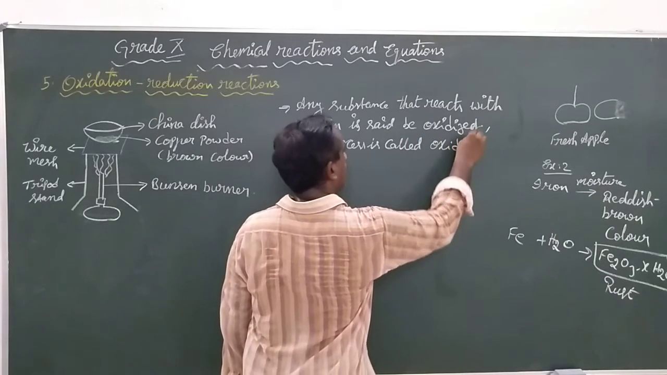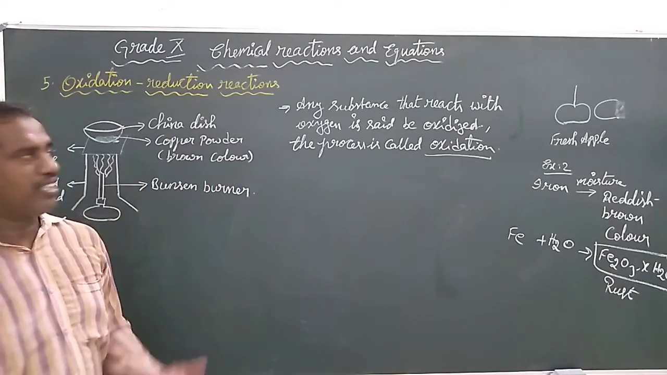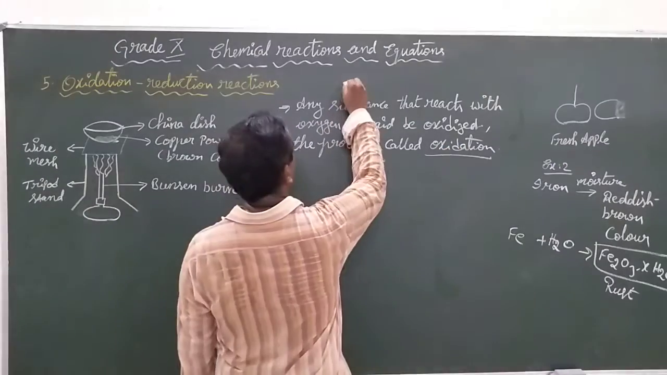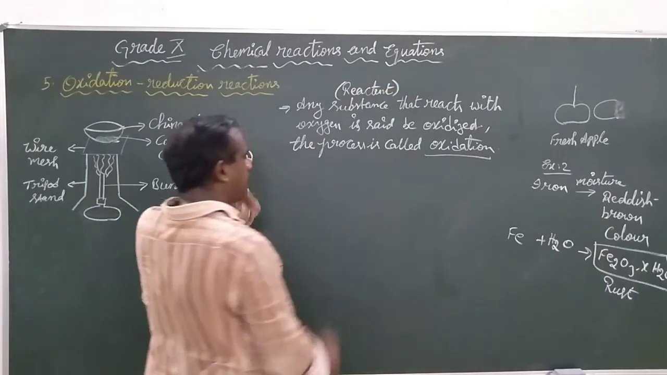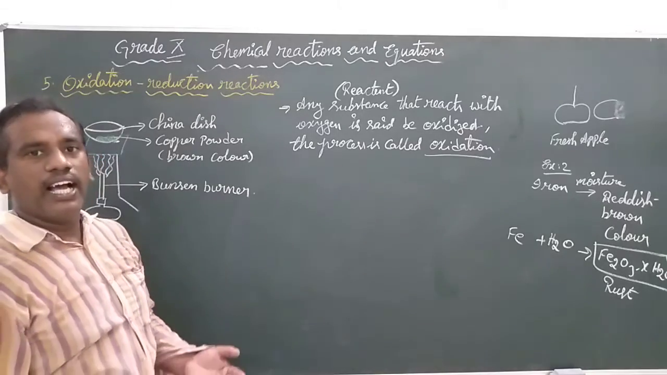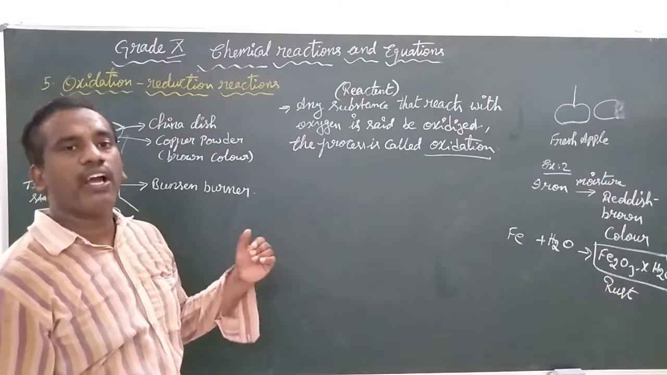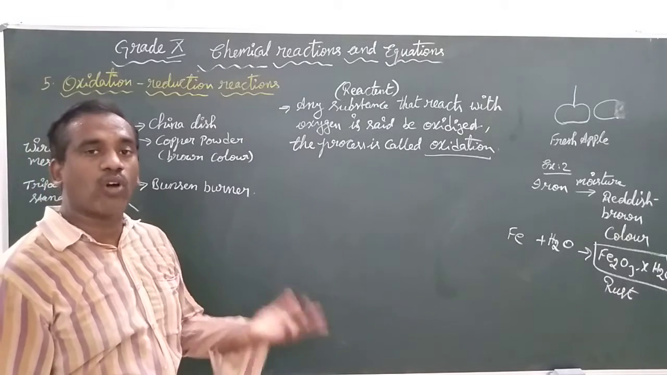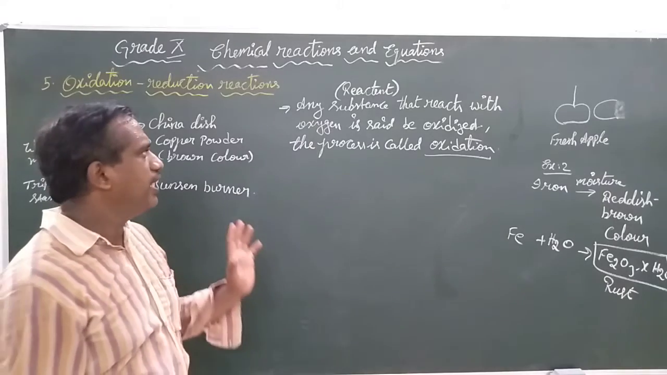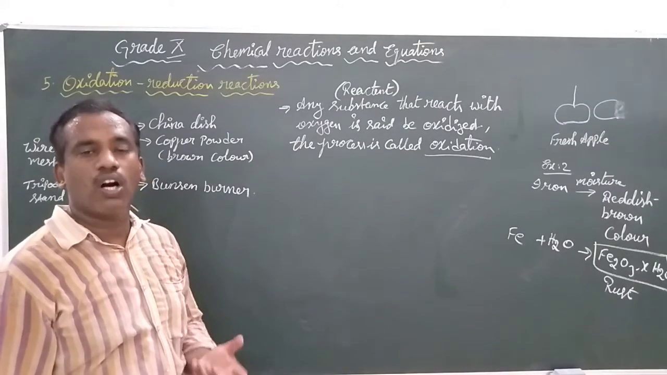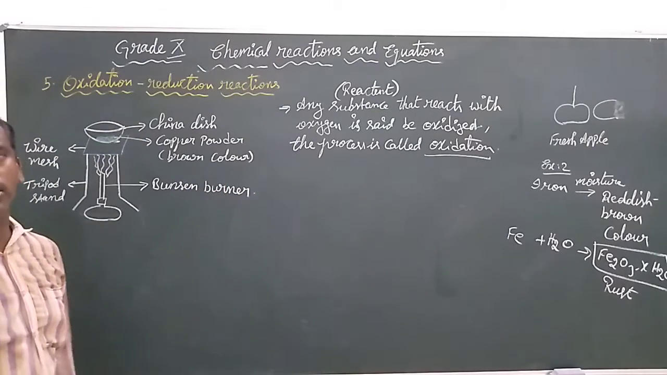So what is meant by oxidation, children? Any substance, here substance is nothing but reactant. Any reactant that reacts with oxygen is said to be oxidized. That means it is going to react and combine with oxygen. It is said to be oxidized, and the process is called oxidation. So now you can understand the definition of oxidation.